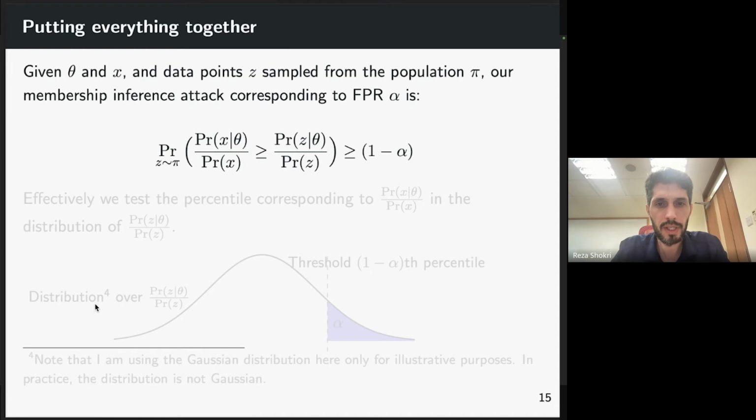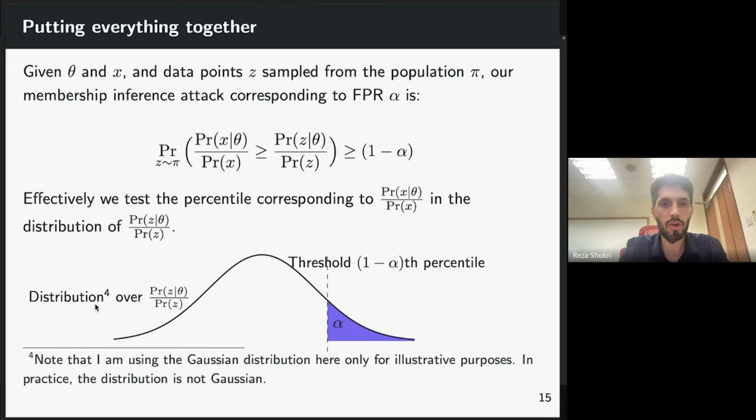And if I want to visualize it here, assume this is a Gaussian curve. By the way, the distribution of P of Z given theta over P of Z is not Gaussian, but I just use this to illustrate my point. If you have this distribution, and you put the threshold on the 1 minus alpha percentile of that, you get alpha percentage FPR. So the test, if you want to achieve alpha FPR, is to compare the MIA score with 1 minus alpha.